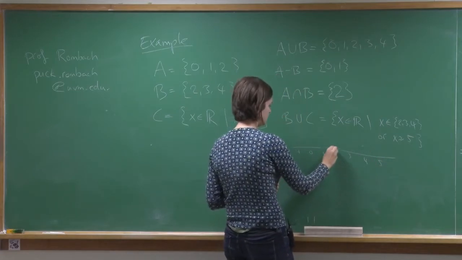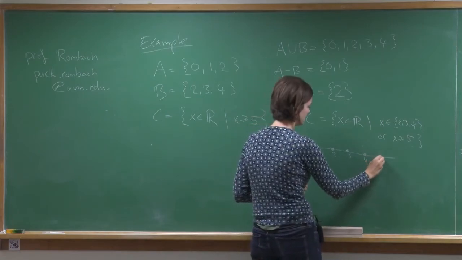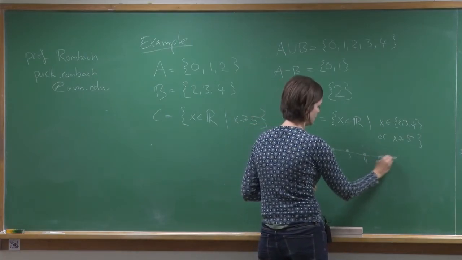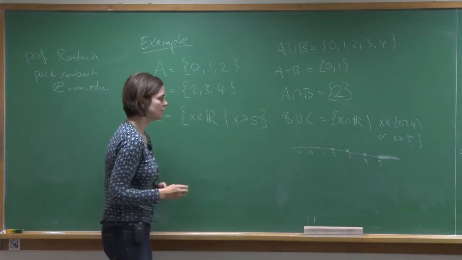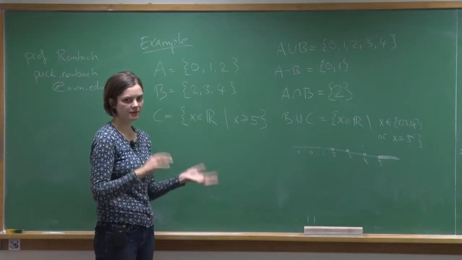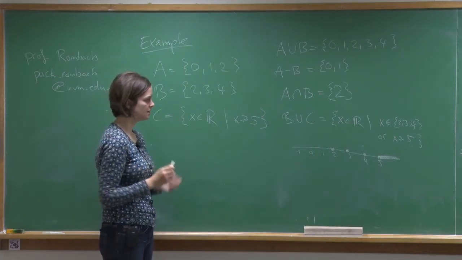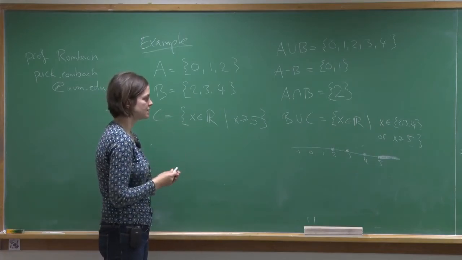Say we include 2, 3, and 4. Those are just the points, and then everything above 5, starting at 5, would be included in that set, and that's fine. A set can contain a couple of integers, a couple of reals. It can contain different types of objects within a set. That's okay.